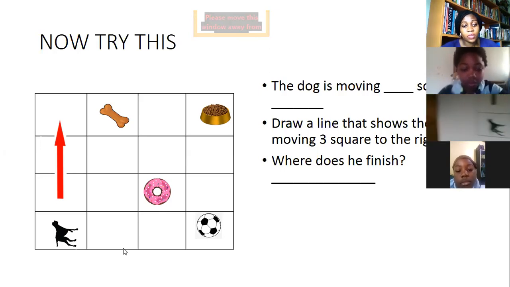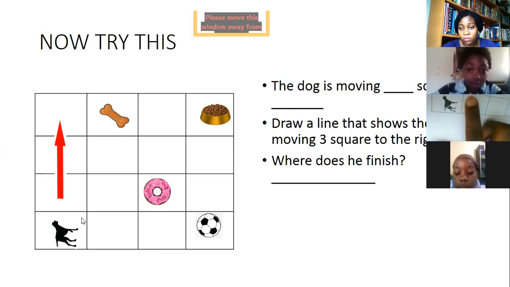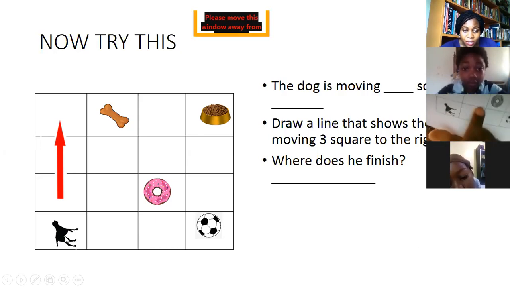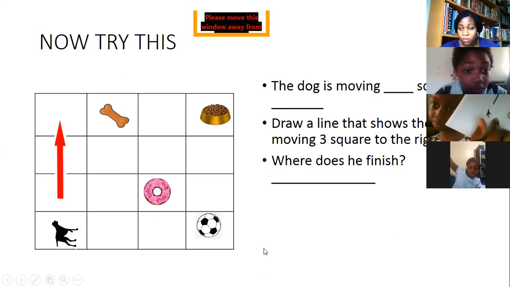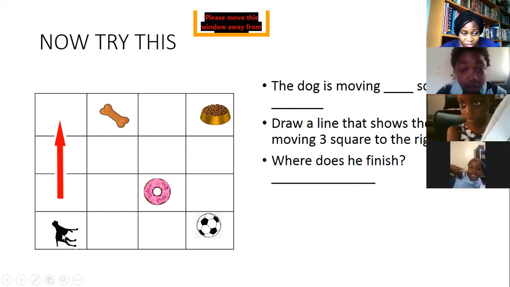I can't hear you. Please speak up. The right side will be here. So towards the football. So just look at it and tell me that my right side, the right side of the dog, is towards the football. Towards the football, that's the right side of the dog.